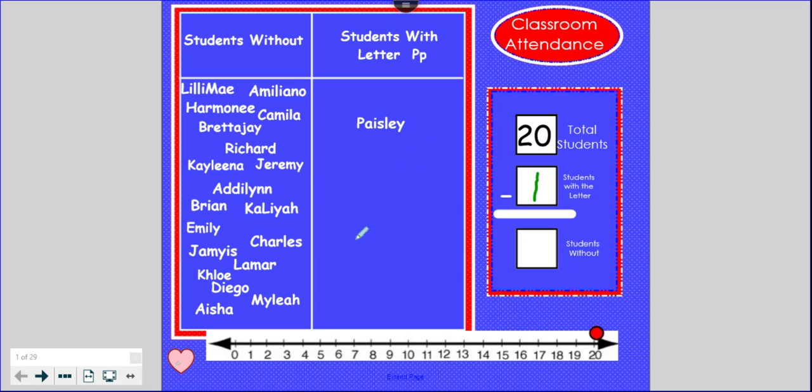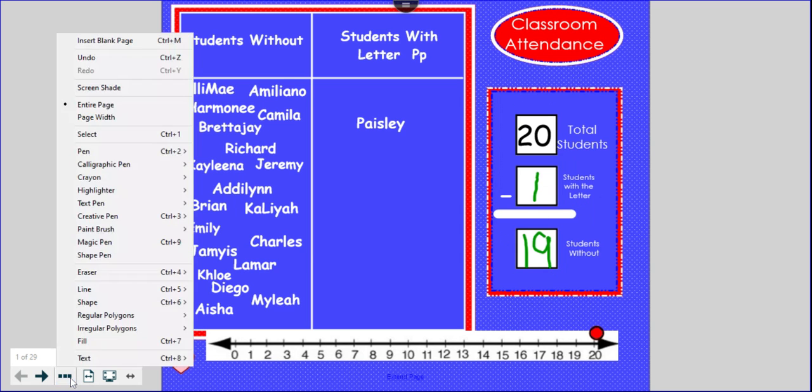All right, so let's find out how many friends we have left who do not have a letter P in their name. 1, 2, 3, 4, 5, 6, 7, 8, 9, 10, 11, 12, 13, 14, 15, 16, 17, 18, 19. All right, so let's read this number sentence and then we'll check it with our number line. 20 take away 1 equals 19.